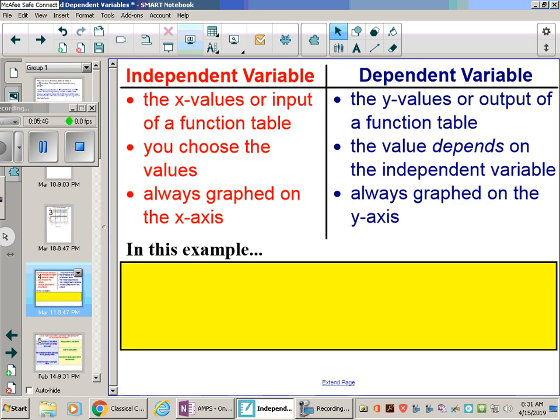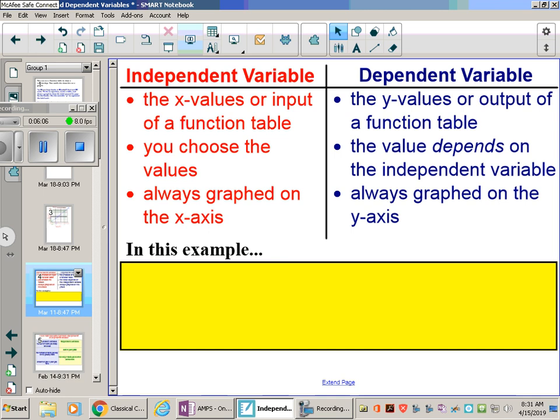The independent value is going to be the x value, or the input of the function table. Those are going to be the numbers that you choose, and we always graph them on the x-axis. The dependent value is going to be the y values, or the output of the function table. And it's dependent because the value depends on the independent variable.